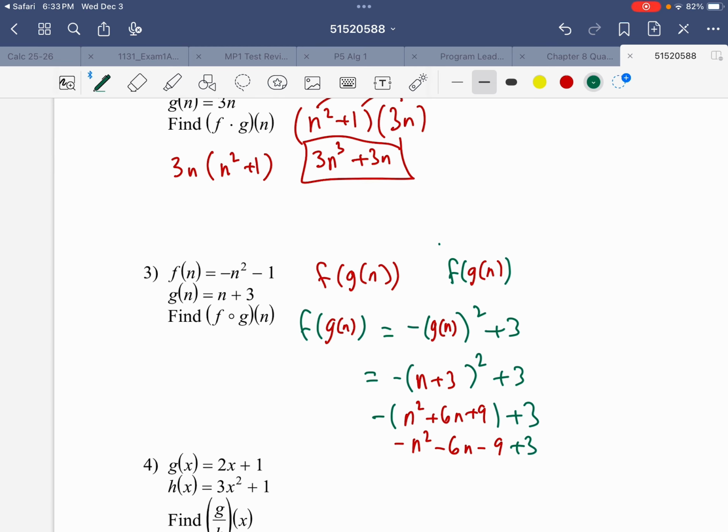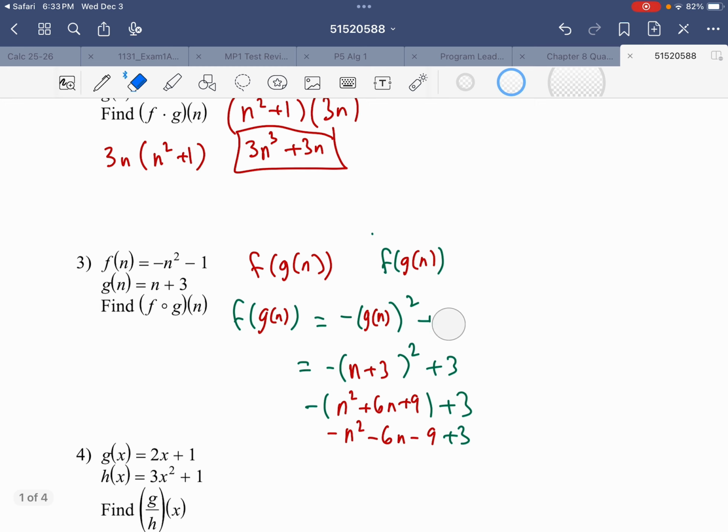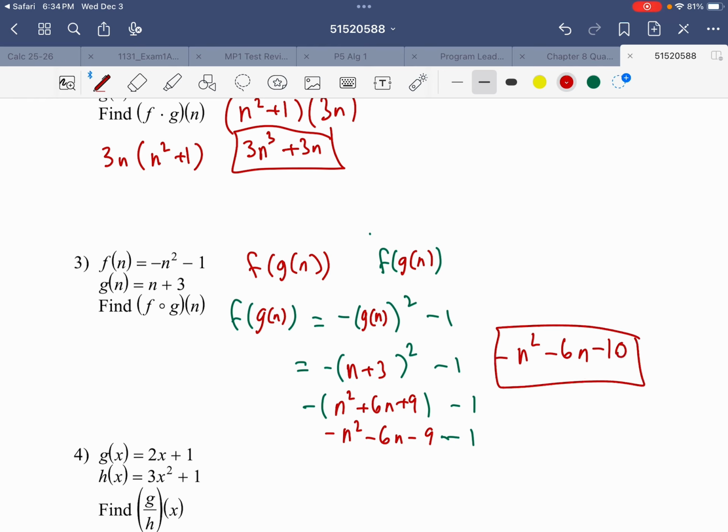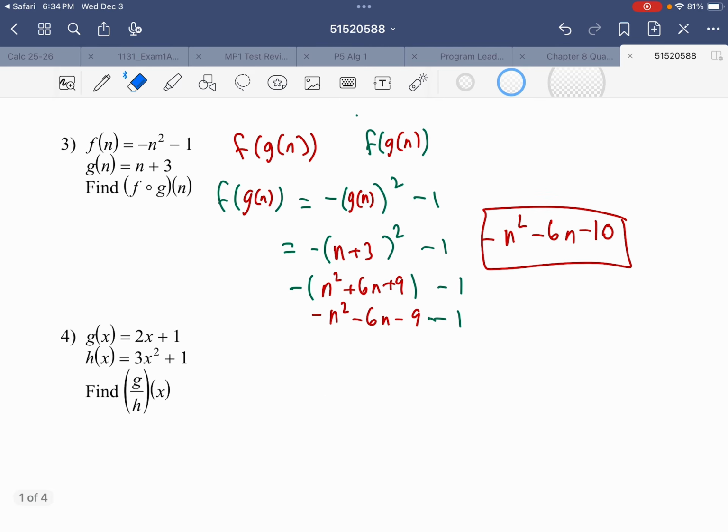Oh, I think I did not mean to write plus 3. Sorry guys, this should have been minus 1 from the problem on here. So when it's minus 9, take away 1, we're going to get negative n squared minus 6n minus 10 for our final answer. And we would get a different answer if we were looking for g of f of n. Like the order in which we input the functions is going to change what this is equal to.